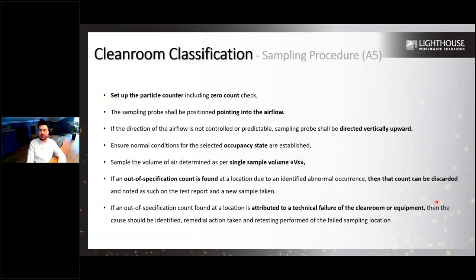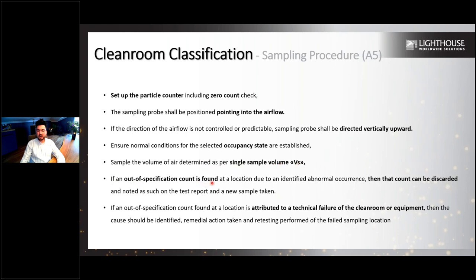So here, before starting, according to the sampling procedure described in ISO Annex A Section 5, I'll be making a zero count with my particle counter to see my particle counter has no background voltage, has no false count, and is working properly. Then I'll be positioning the airflow with my isokinetic probe. If it's turbulent, I'd look directly vertically upward, and ensure normal conditions for the selected occupancy state are established, which means if it's operational, my operators will be inside. If it's at rest, even my testing person will not be inside during this testing. So the validation person will enter the room, set it up, put in the delay time, and start the instrument. During this delay time, hold time, he will be out, the room will be at rest, and the sample will start. And sample the volume of air determined as per single sample volume.